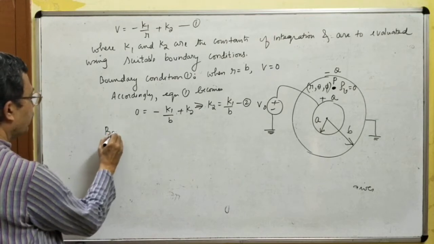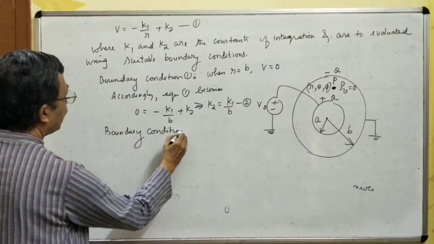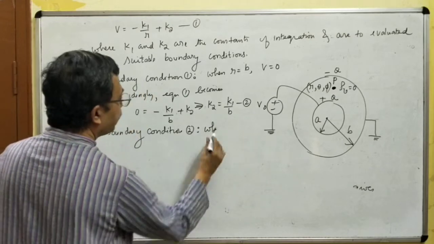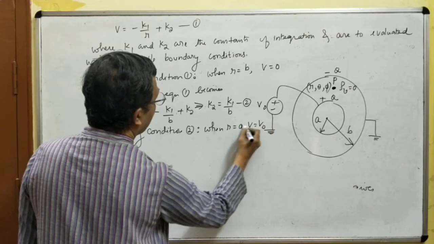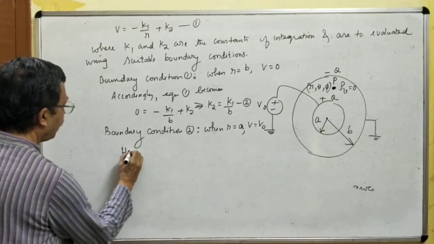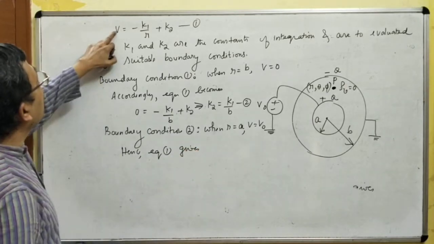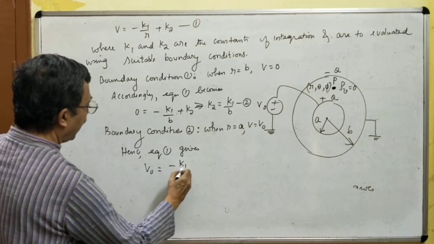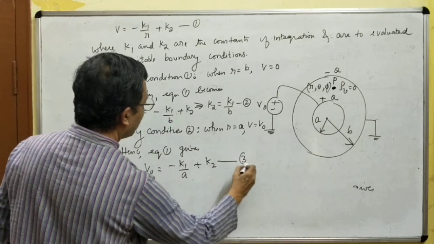Boundary condition 2. When r is equal to a, v is equal to v naught, because the inner sphere is at a potential of v naught. Hence, equation 1 gives, when you put v equal to v naught and r equal to a, v naught is equal to minus k1 by a plus k2. This is equation number 3.